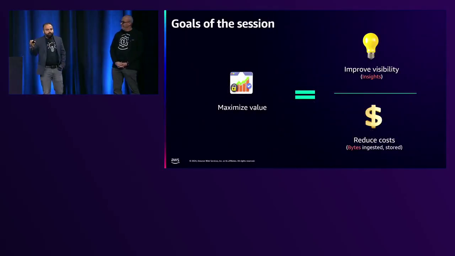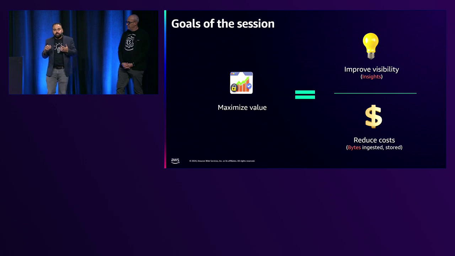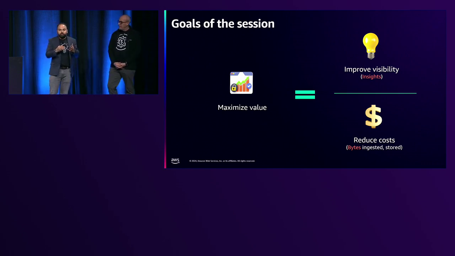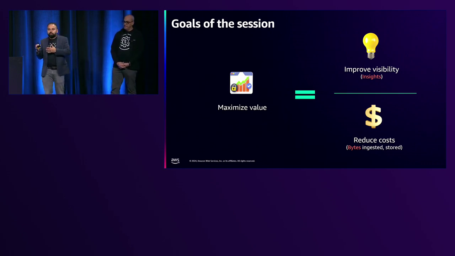So rather than just talking about different features, what we thought we'd do instead is talk about how we internally within Amazon approach instrumenting and using our logs, how we think about what's the right thing to log and how to use those logs appropriately. With that in mind, the goal of our session would be to help you, one, understand how we think about maximizing value, and two, apply it in your own services.